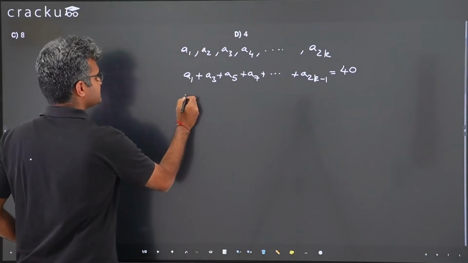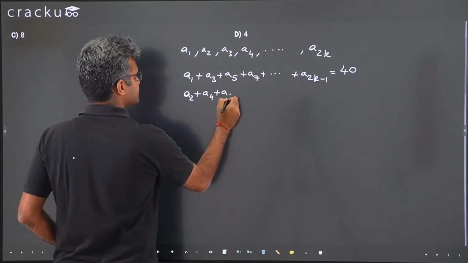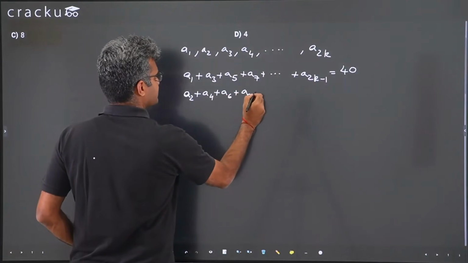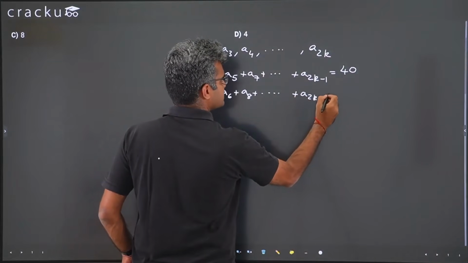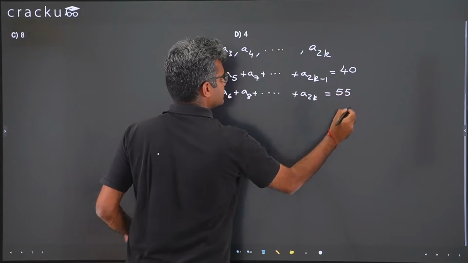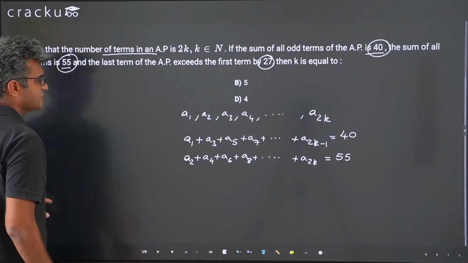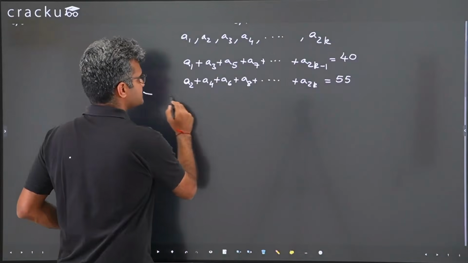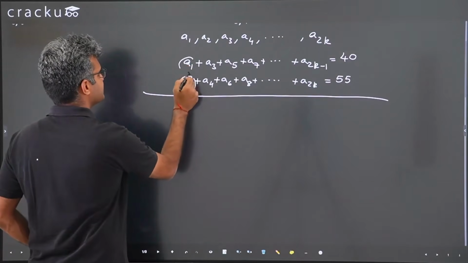The sum of the even terms is a2 plus a4 plus a6 plus a8 plus and so on up to a2k. This we are told is 55. The sum of all the even terms is given, and this is equal to 55. Now if you subtract the first equation from the second equation, what is a2 minus a1?